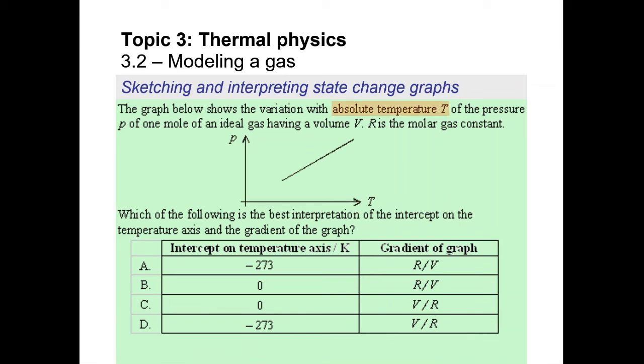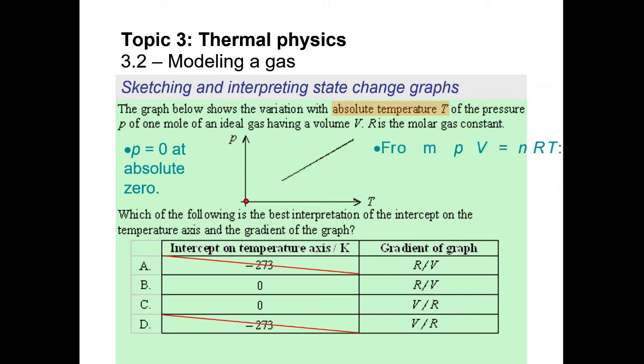In a pressure versus temperature graph, when the temperature is in Kelvin or absolute temperature, P is directly proportional to temperature, or P equals 0 at absolute 0.